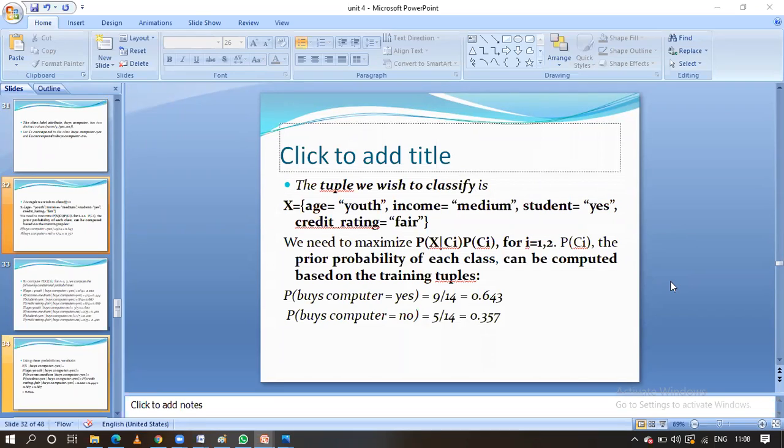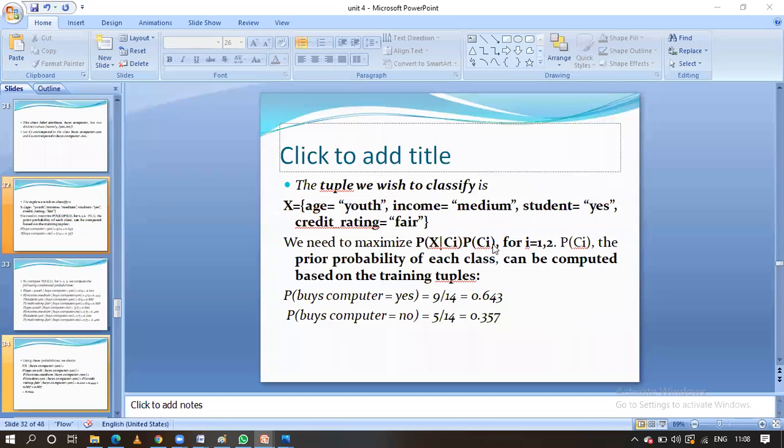And what is the classifier thing, that is, age equal to youth? This is the class variable, guys. X is a class variable: age equal to youth, income equal to medium, he is a student, and credit card rating is fair. For this information, we have to classify whether he is able to buy a computer or not. For both, we have to calculate the probability of buying a computer and the probability of not buying a computer, guys.